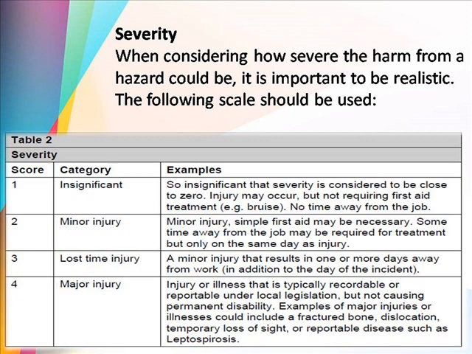Minor injury means minor injury, simple first aid may be necessary. Some time away from the job may be required for treatment but only on the same day as the injury. Lost time injury means a minor injury that results in 1 or more days away from work, in addition to the day of the incident. Major injury means injury or illness that is typically recordable or reportable under local legislation, but not causing permanent disability. Examples of major injuries or illnesses could include a fractured bone, dislocation, temporary loss of sight, or reportable disease such as leptospirosis.